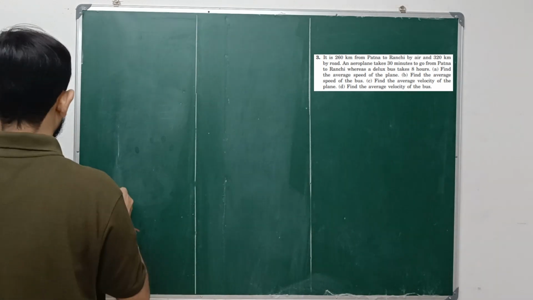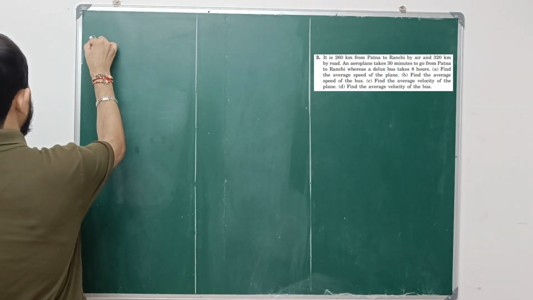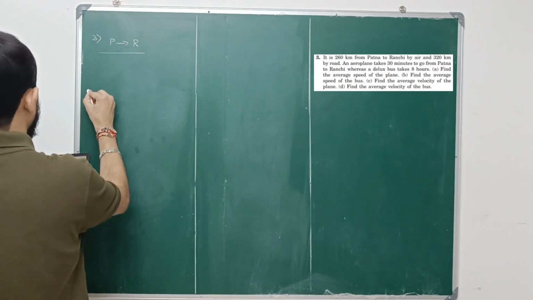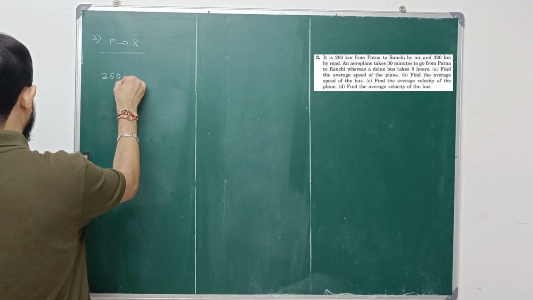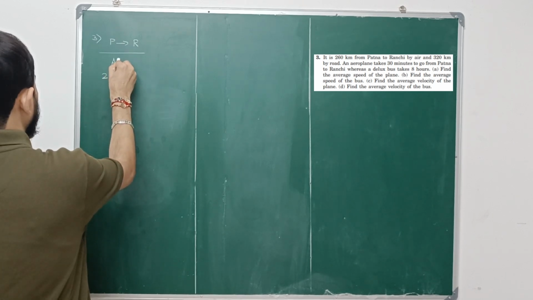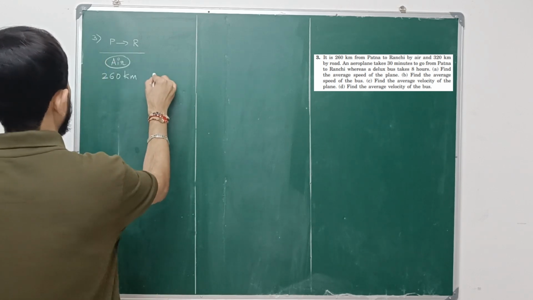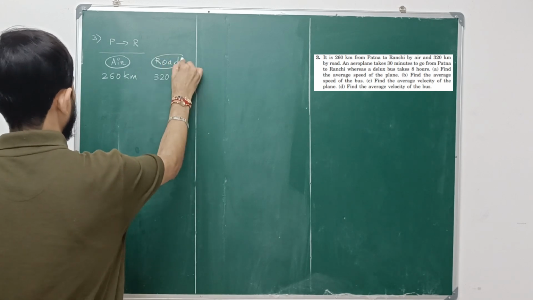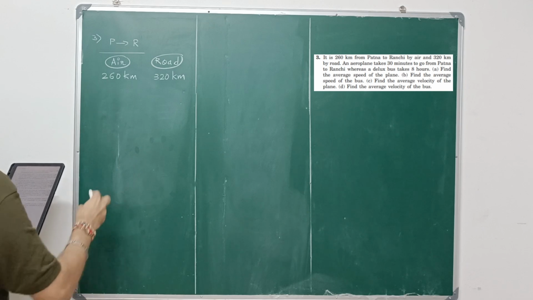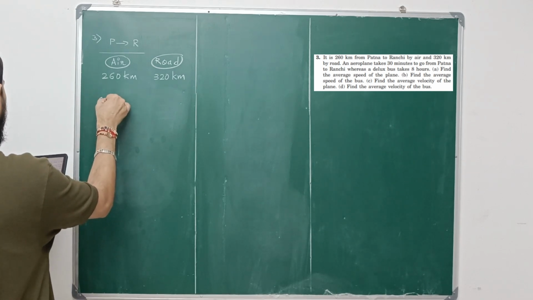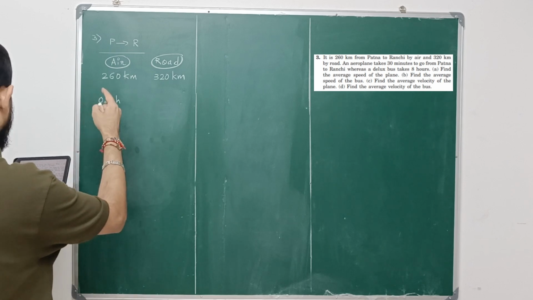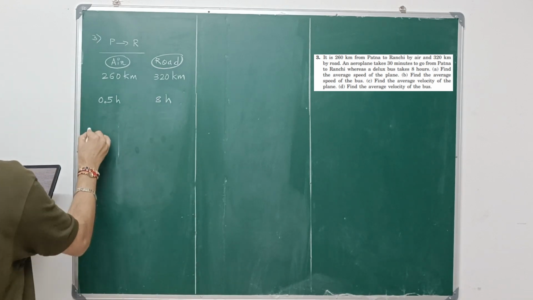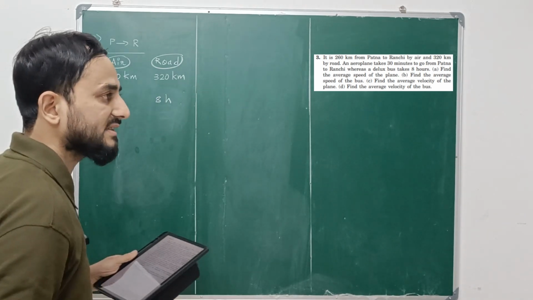Okay, so sir, Patna to Ranchi, the distance is 260 kilometer by air. Yes sir, and 320 kilometer by road. Okay sir, an aeroplane takes 30 minutes, that is 0.5 hour, obvious, right beta, to go from Patna to Ranchi, whereas a deluxe bus takes 8 hours. Okay sir, find A, the average speed of the plane.